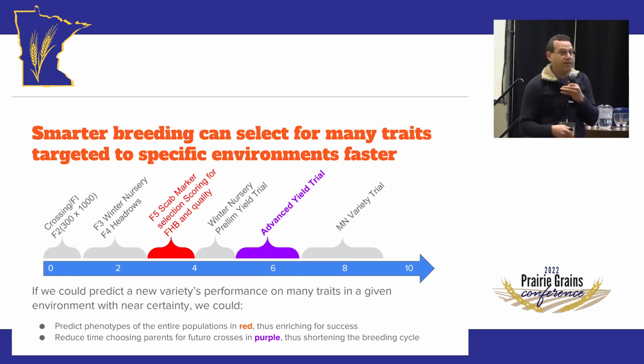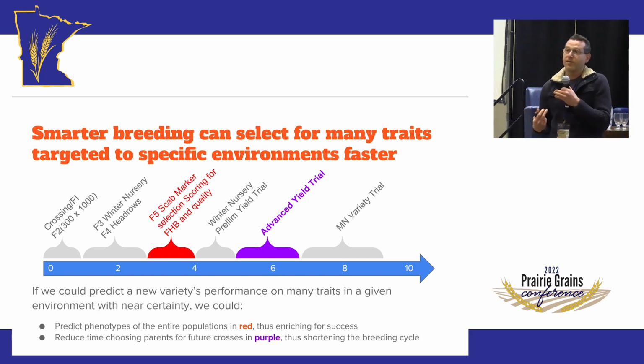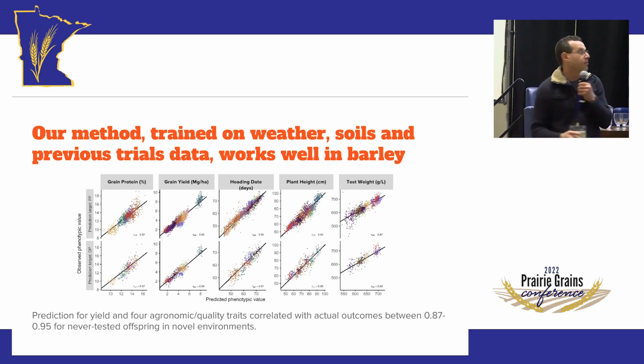Likewise, when you're in your advanced yield trials, you're picking the varieties for the next cycle. You could also, instead of taking 2 years, shrink that down to 1 year and shave 2 years off and have 2 more years of viability and get it out to market 2 years earlier. That's our goal, really, with what we're trying to do with this study.